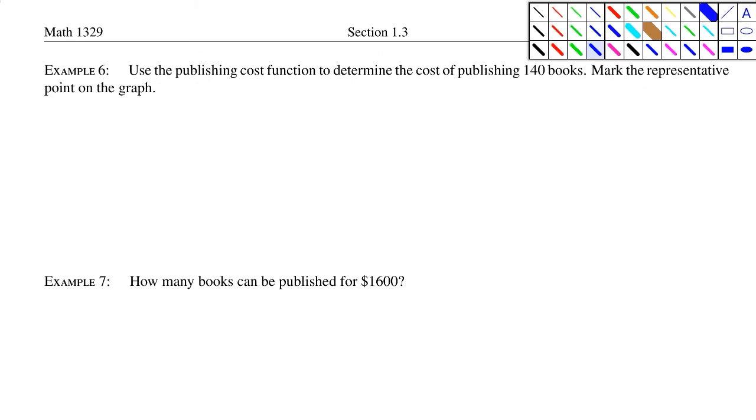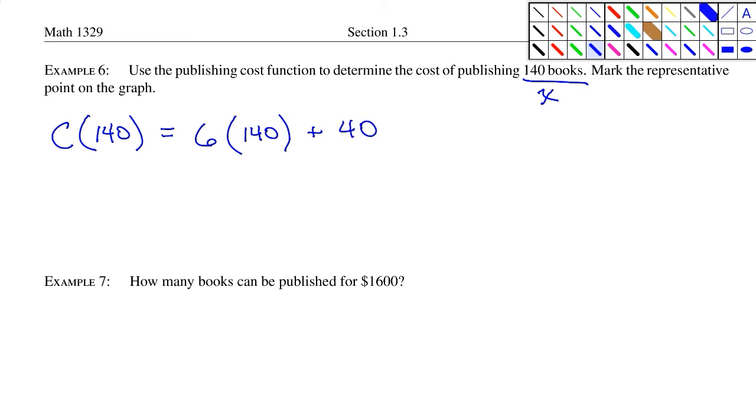Example 6. Use the publishing cost function to determine the cost of publishing 140 books. Mark the representative point on the graph. So this is the number of books. Books are equal to x, so that means we want c of 140. You can use either of the two equations from before. I'll just use the first one. So it's 6 times 140 plus 40, which is $880.